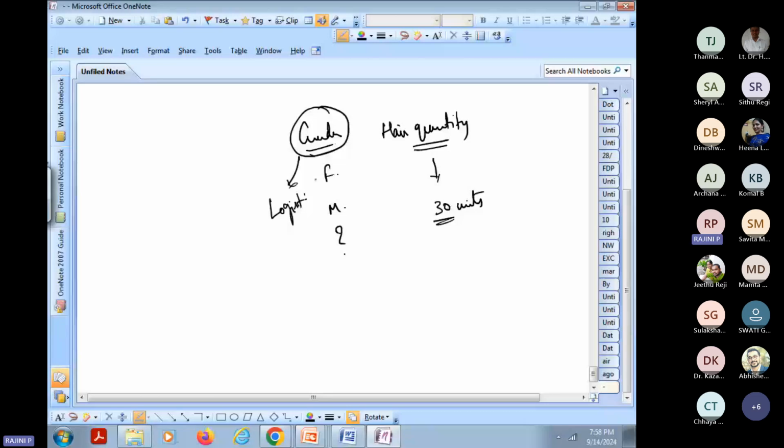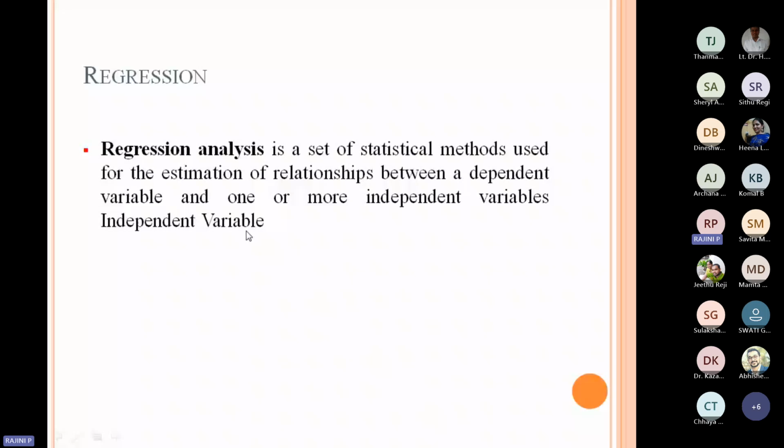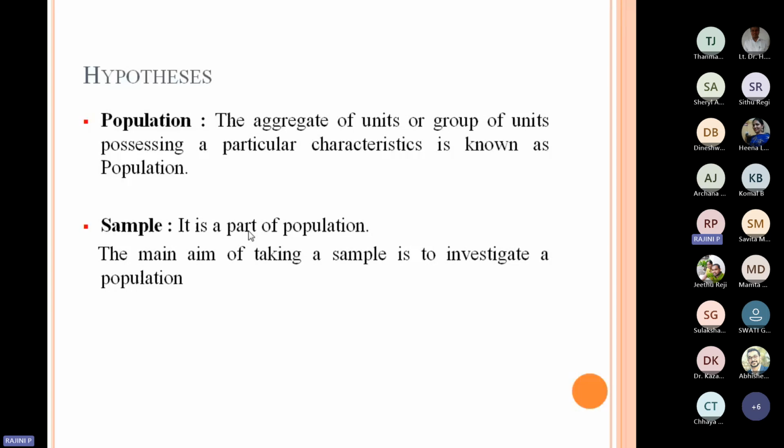Yes, ma'am. Thank you. So it is a very important point and you need to remember it. With this, I'm finishing the simple basic techniques in general statistics, and next we are getting into inferential statistics.